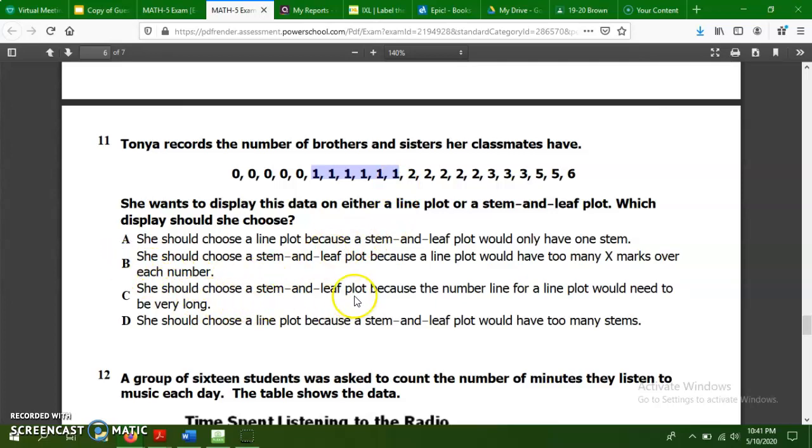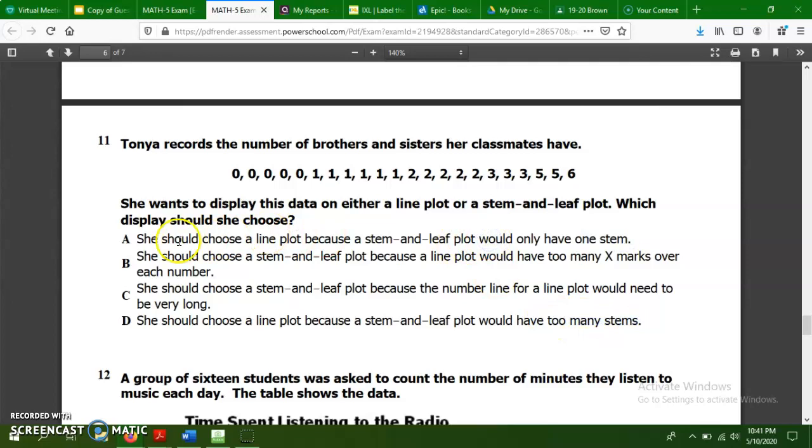She should choose a stem and leaf plot because the number line for a line plot would need to be very long. The number line would only need to stretch from 0 to 6. That's not a huge amount, so that's not true. She should choose a line plot because a stem and leaf plot would have too many stems. So here we are again looking at the stems. Is it one stem, or are there going to be too many stems?